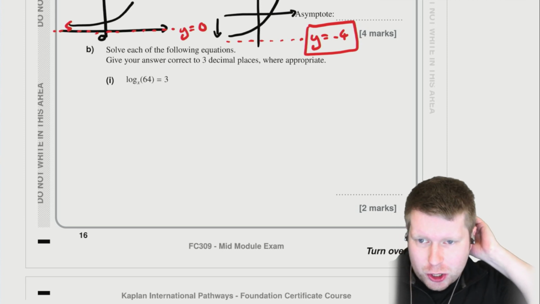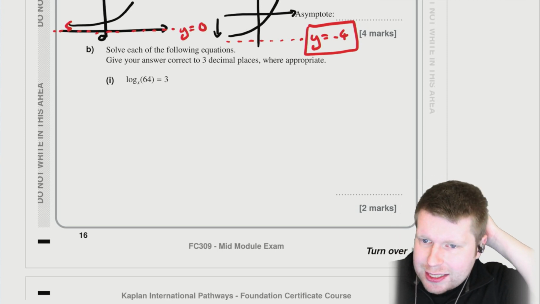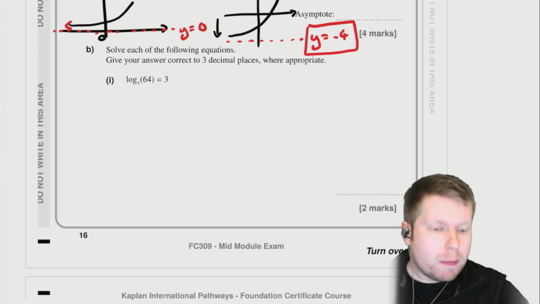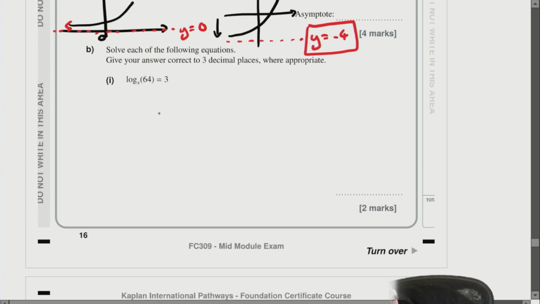Okay, so the most common mistake that people made was to realise that the x was not the base. Sorry, the x is the base. But the most common mistake that people made is they wrote stuff like this.